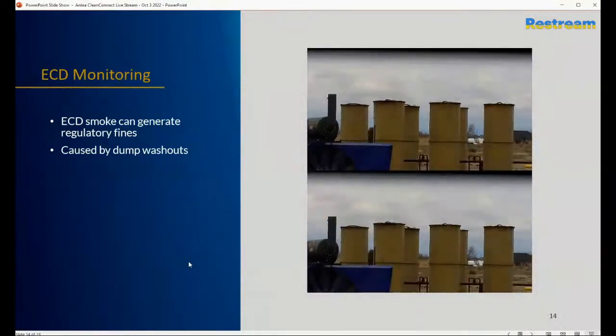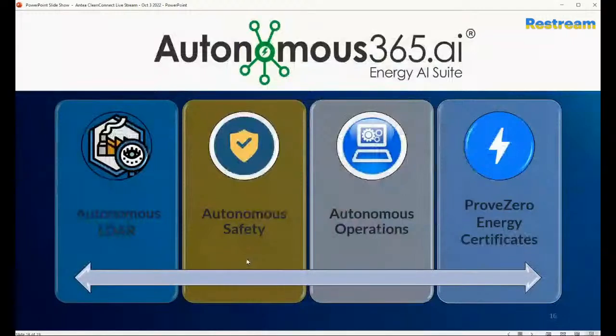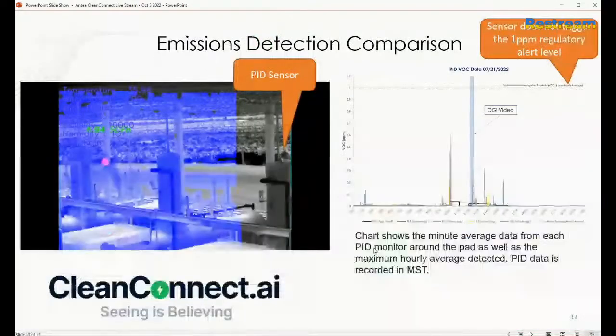So again, we're looking at the top of an ECD. If we see any kind of smoke or anything abnormal, we can catch it and alert. We also have flame and smoke and a bunch of other things in there. So what this suite then allows you to do is autonomous LDAR, safety, operations, and those Prove Zero energy certificates.